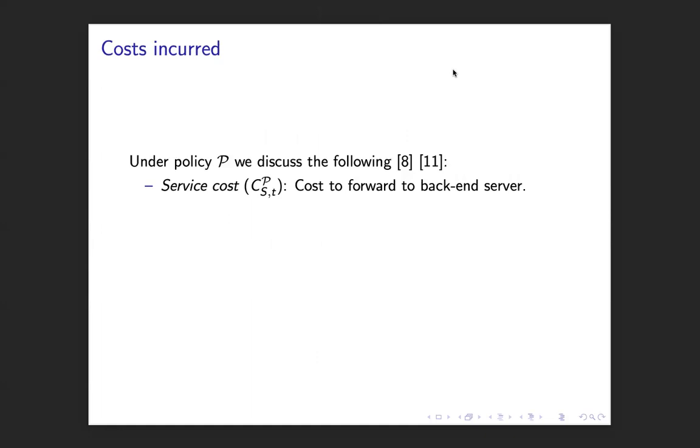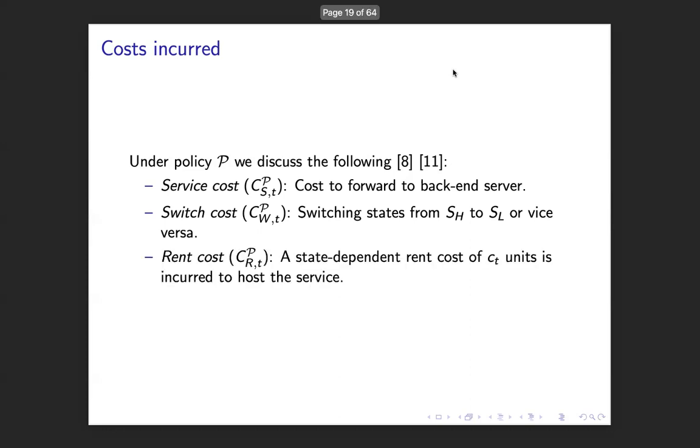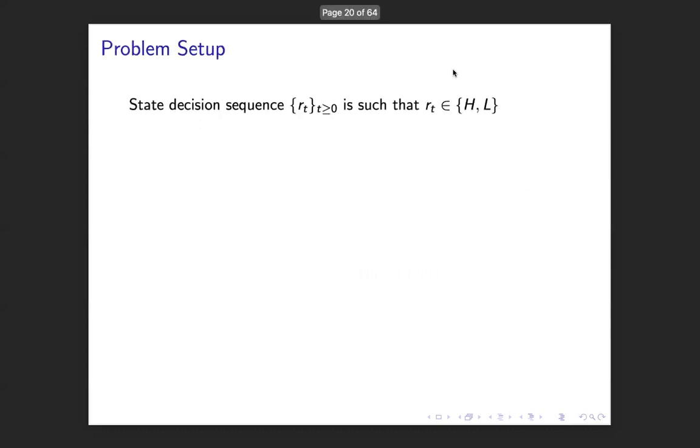We discuss the performance of policy P under the following costs. Each of the requests forwarded to the backend server is served at the cost of 1 unit. This is known as the service cost. Switching the state of the edge server from a high state to a low state or vice versa is known as the switch cost. Hosting the edge server in a high state incurs a rent cost of C_H, and hosting the edge server in a low state L incurs a cost of C_L. Our task is to determine the optimal state decision sequence, R_t, and R_t is either one of H or L.